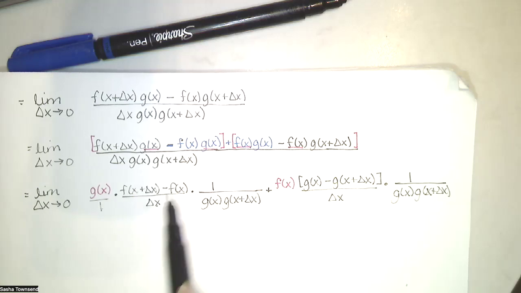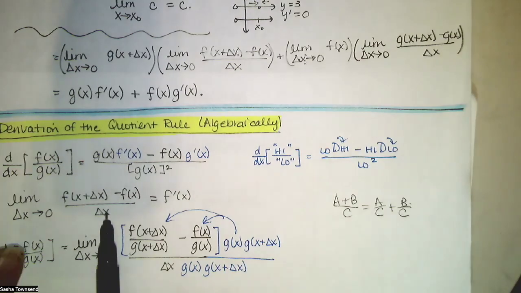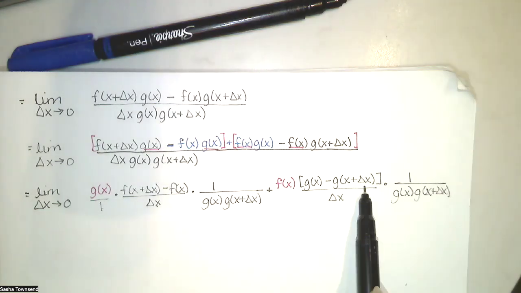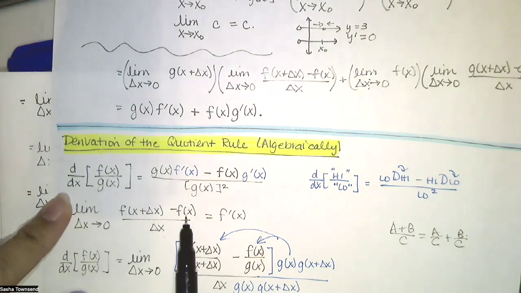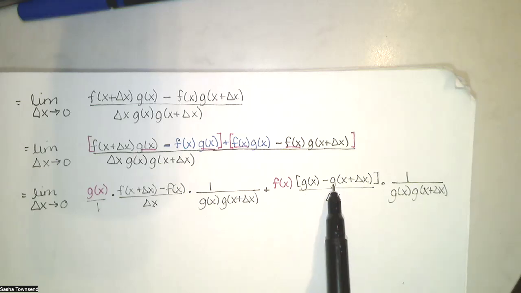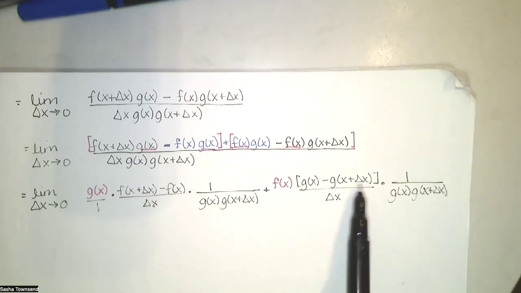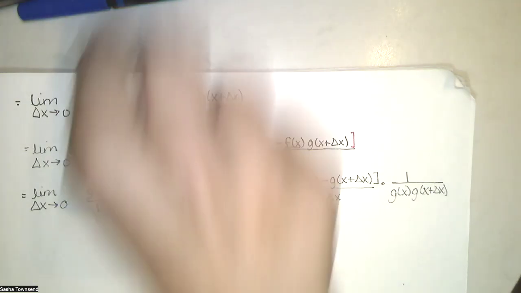If I take the limit of this expression as delta x goes to 0, I know that that's f prime by definition. And if I take the limit of this expression as delta x goes to 0, gosh, it looks a lot like g prime, but the order is wrong. I've got g of x minus g of x plus delta x. And I really want it to be the other way around. Well, that's easy enough to fix.